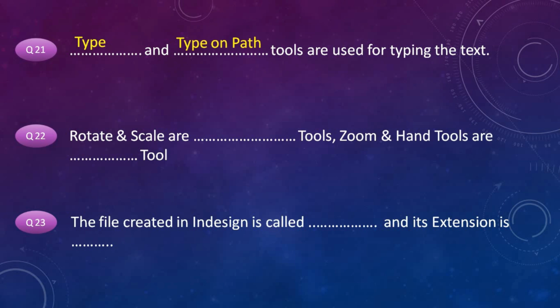Type and type on path tools are used for typing the text. Rotate and scale are transformation tools. Zoom and hand tools are navigation tools. So the file created in InDesign is called a document and its extension is INDD.